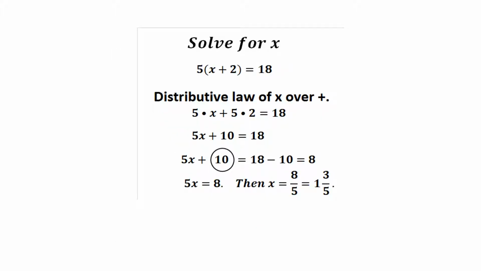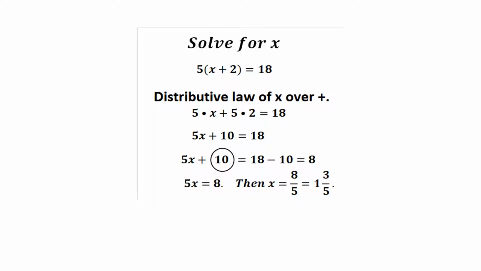We have 5 times x plus 2 equals 18. Do not divide both sides by 5. What we will do is use the distributive law of multiplication over addition. The 5 is times the x, and the 5 is times the 2. So as we see below, 5 times x plus 5 times 2 is equal to 18. That leaves 5x plus 10 is 18.